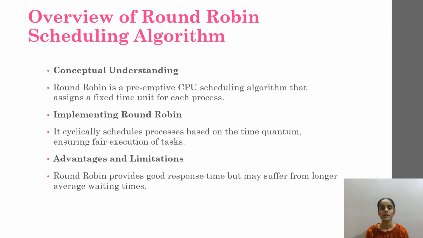Overview of round robin scheduling algorithm. Conceptual understanding: round robin is a preemptive CPU scheduling algorithm that assigns a fixed time to each process. Implementing round robin, it cyclically schedules the processes based on the time quantum, ensuring fair execution of the task. Advantages and limitations: round robin provides a good response but may suffer longer average waiting times.